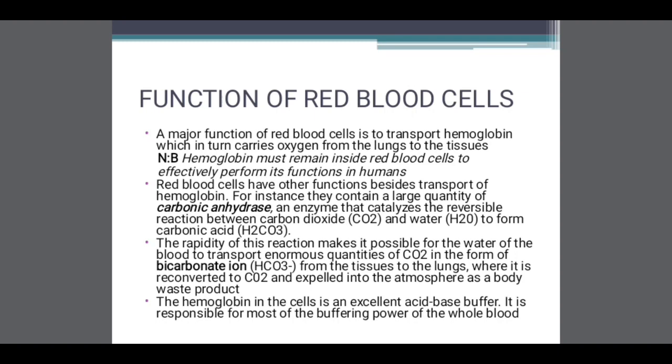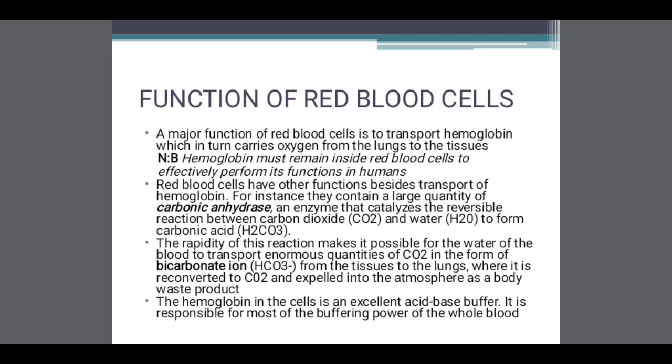Now let's look at the function of red blood cells. A major function of red blood cells is to transport hemoglobin, which in turn carries oxygen from the lungs to the tissues. Now let's know that hemoglobin must remain inside red blood cells to effectively perform its functions in humans. In some lower animals, it can come out of the red blood cell and still perform its function, but in humans, the hemoglobin must remain in the red blood cell to perform its function.